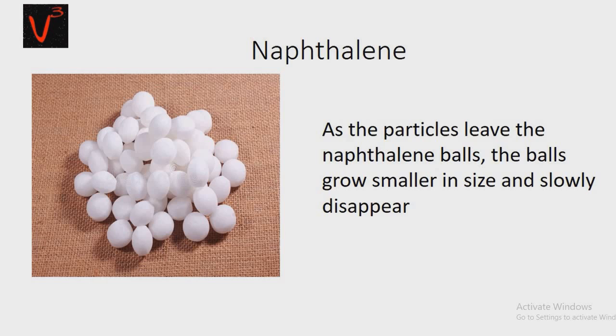Such small particles from the ball settle on the clothes. What happens is the particles coming out of the balls are settling on the clothes. So the clothes too smell of naphthalene. That is, all the particles leave the naphthalene balls and the balls grow smaller in size and slowly disappear.